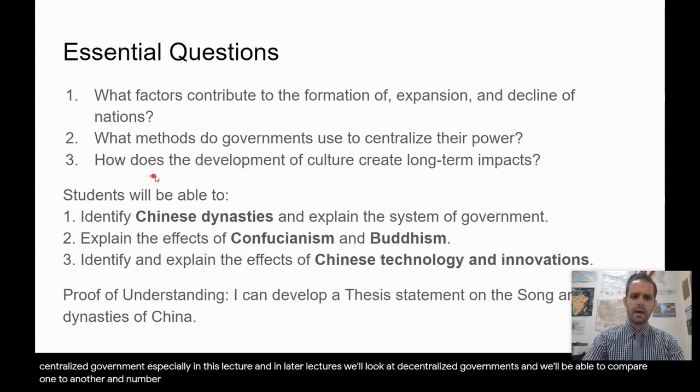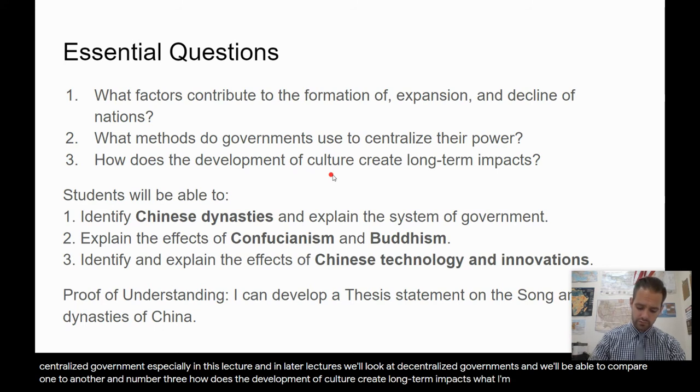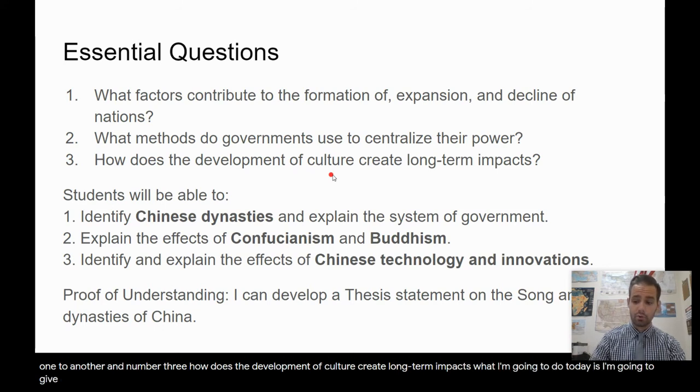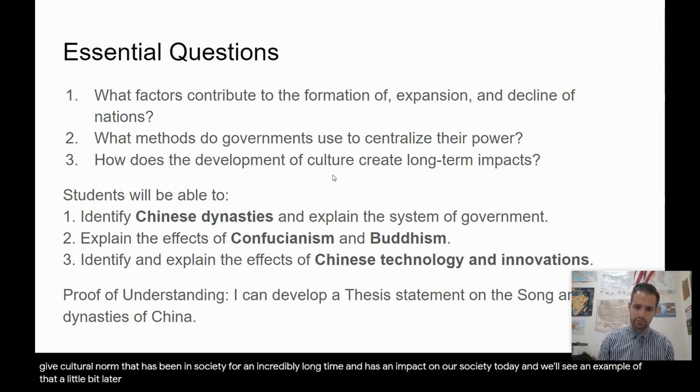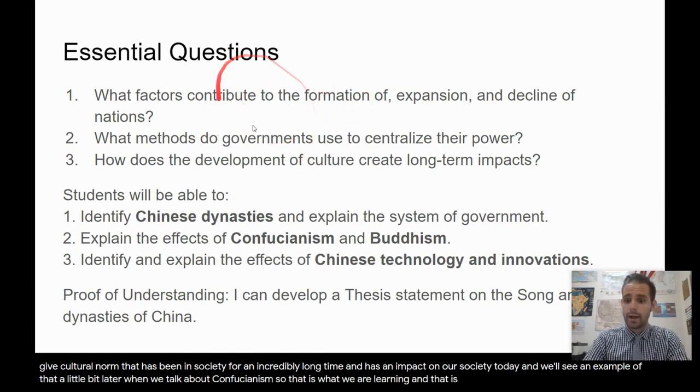And number three, how does the development of culture create long-term impacts? What I'm going to do today is give you one example of a cultural norm that has been in society for an incredibly long time and has an impact on our society today. We'll see an example of that a little bit later when we talk about Confucianism. So that is what we are learning, and that is why we are learning it.